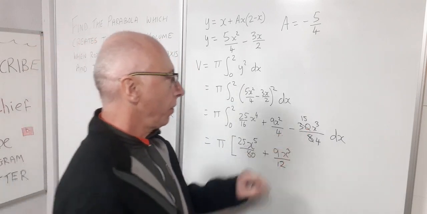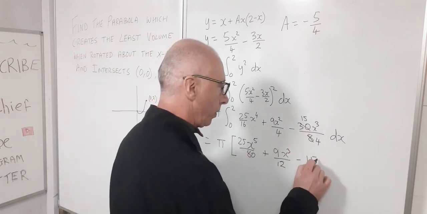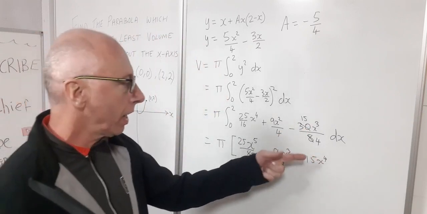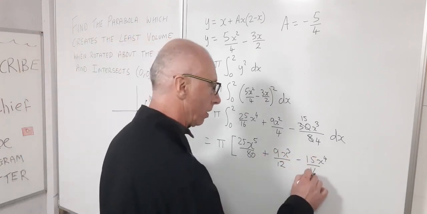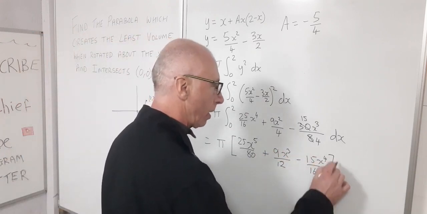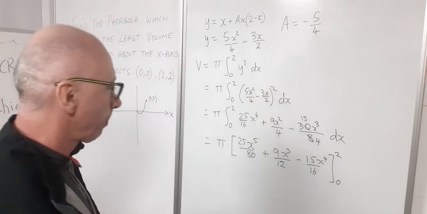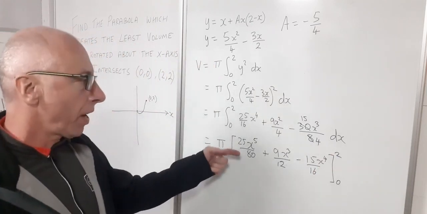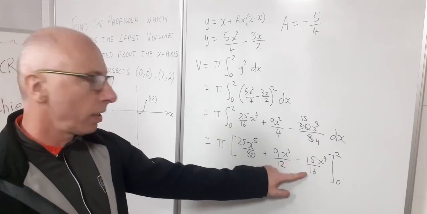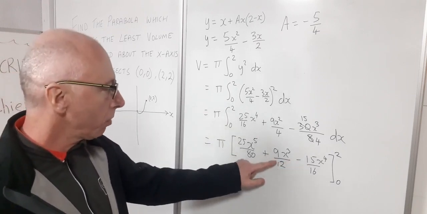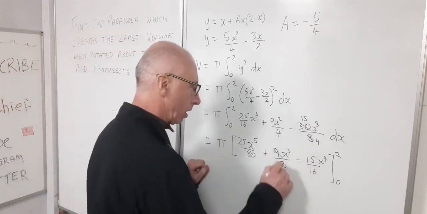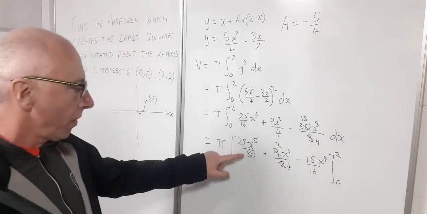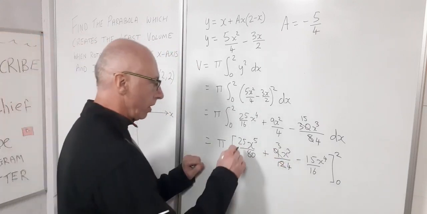And then here I've got 15x cubed, so minus 15 will be x to the 4, and then divide by the new power, that'll give me over 16. Okay, so evaluate this from 0 to 2. That's going to be our goal. Now before we do that, let's just simplify things off a little bit. This one is simplified enough. This one will just be 3/4. So that's 3/4. And 25 over 80, that will give us 5 over 16.